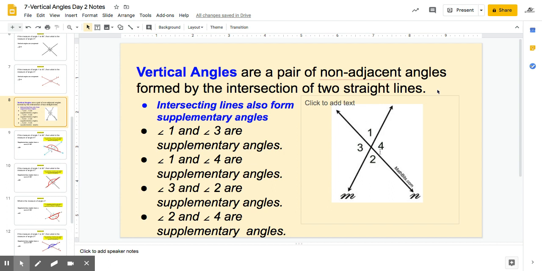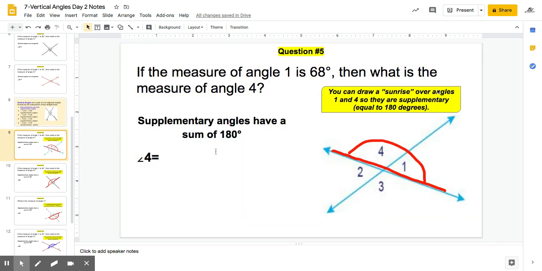Angle 1 and angle 4 are also supplementary angles because look, they're on this straight line, line M, and they're right next to each other, making them supplementary. Angle 3 and angle 2 are on a straight line, and they're right next to each other, which means they're also supplementary. And angle 2 and angle 4 are also on a straight line, making them supplementary. Okay, so when we have the intersection of two lines, yes, we form vertical angles, but we also have supplementary angles. And that's what we're going to look at today, finding the measures of supplementary angles through the intersection of two lines.